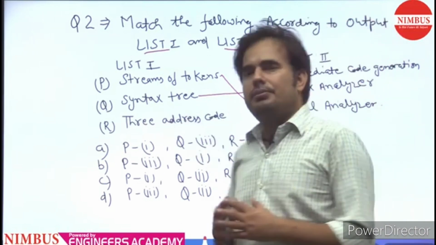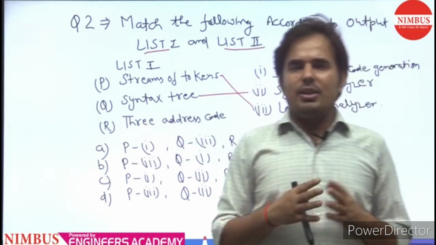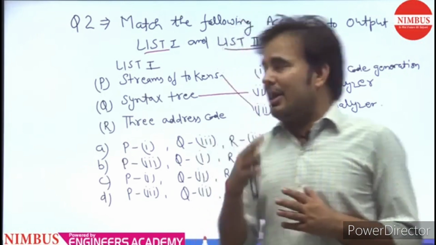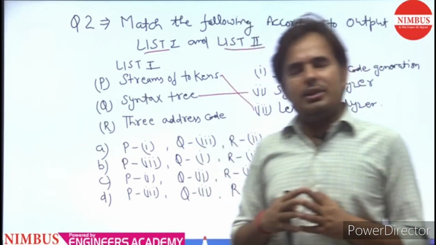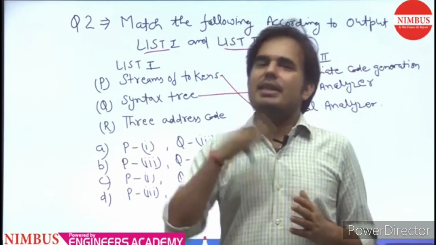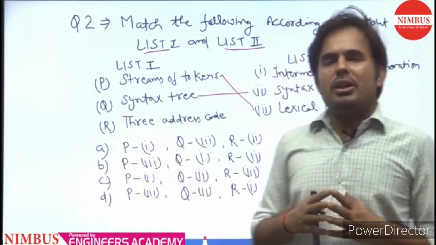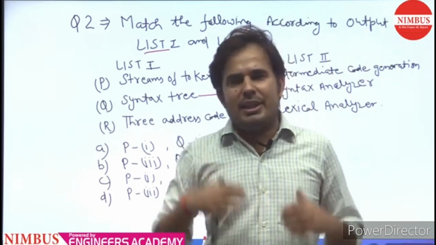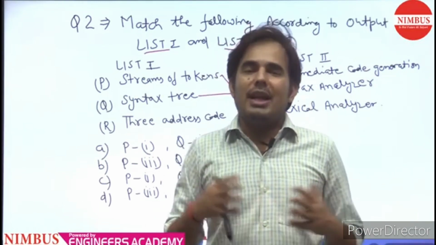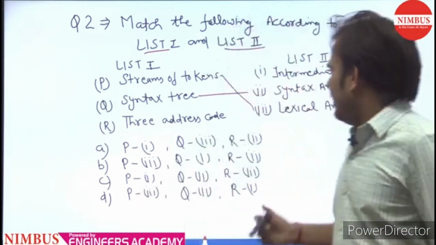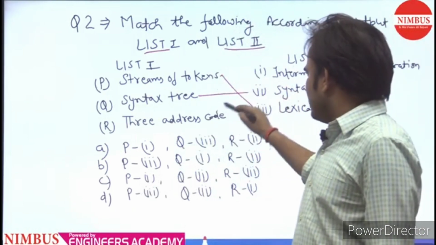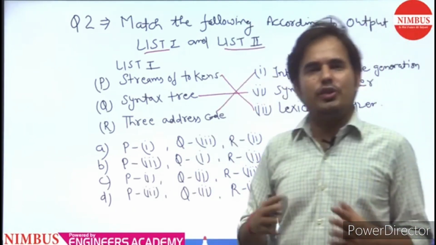And what about the 3 address code? The 3 address code is generated by the intermediate code generation phase as output. Okay, so intermediate code generation takes the annotated parse tree as input and produces the 3 address code as output. Okay, so 3 address code belongs to first, this belongs to first.